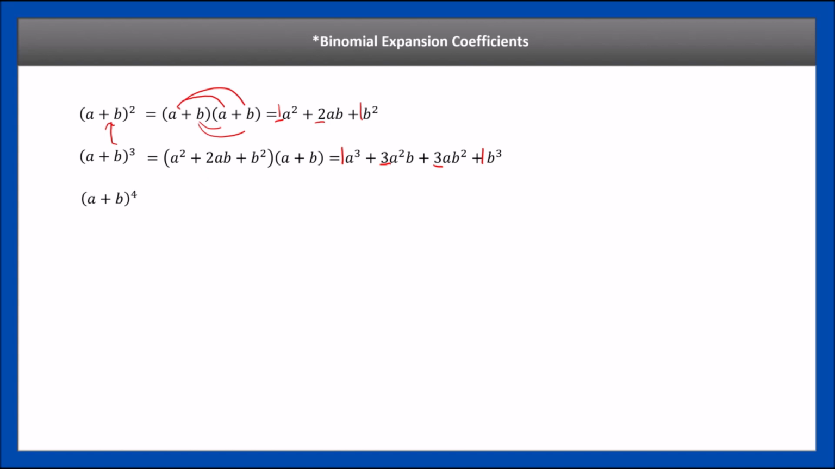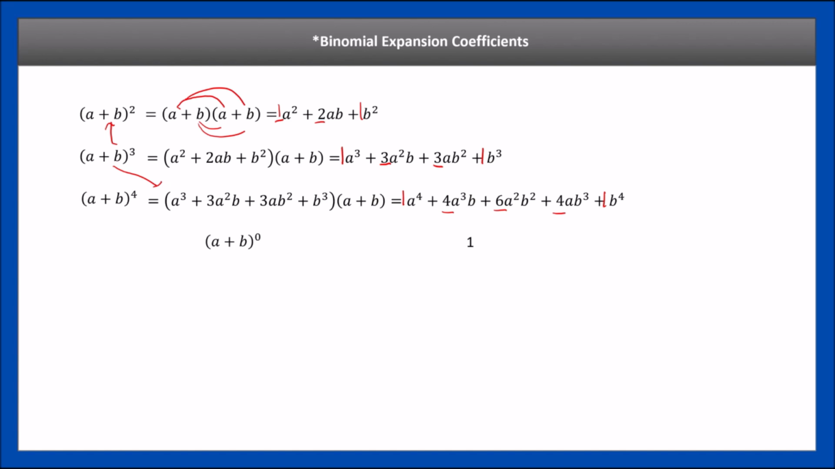So this is a plus b to the fourth power, so you're going to take a plus b to the third power, and you're going to multiply it by another a plus b. So we get coefficients of 1, then 4, then 6, then 4, then 1. There are patterns to these numbers, which is why we're pointing them out.